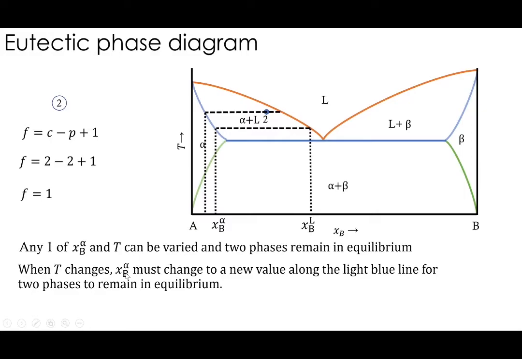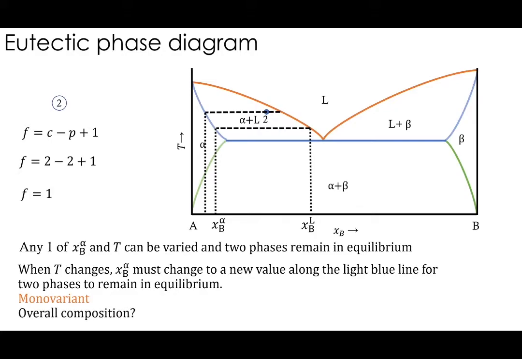When temperature changes, XB alpha must change to a new value along the light blue line. You can see here, when we change the temperature, XB alpha changes along this light blue line for two phases to remain in equilibrium. Only then can we talk about this two phase equilibrium. So this is what Gibbs phase rule tells us. This is called monovariant, meaning only one variable can be changed in this phase equilibrium of two phases in a two component system. So these are called monovariant phase equilibria.